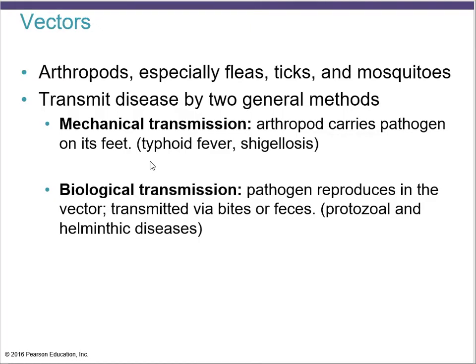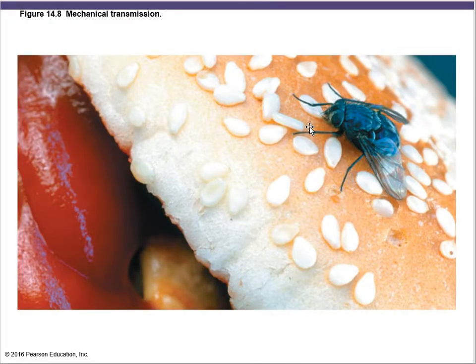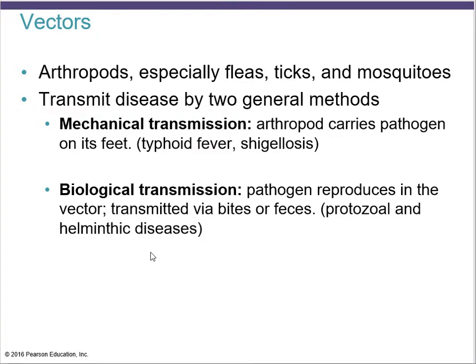So if the transmission happens without the microorganism entering the body of the arthropod, you call that mechanical transmission. So if you look at this picture, this is mechanical transmission, right? This fly has microbes on its feet, and this is how it's transmitting microbes, for example, to this burger, right? And whoever is gonna eat that burger can contract diseases that are typically transmitted like this. For example, typhoid fever, bacillary dysentery, or shigellosis are diseases that can be transmitted by mechanical vectors.